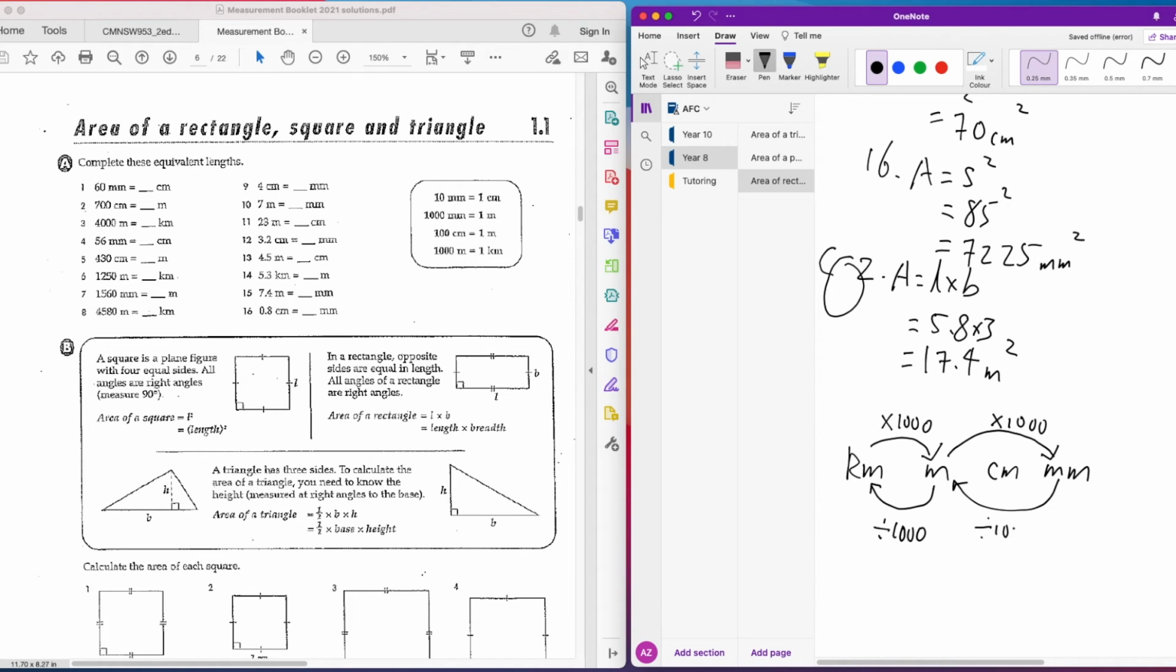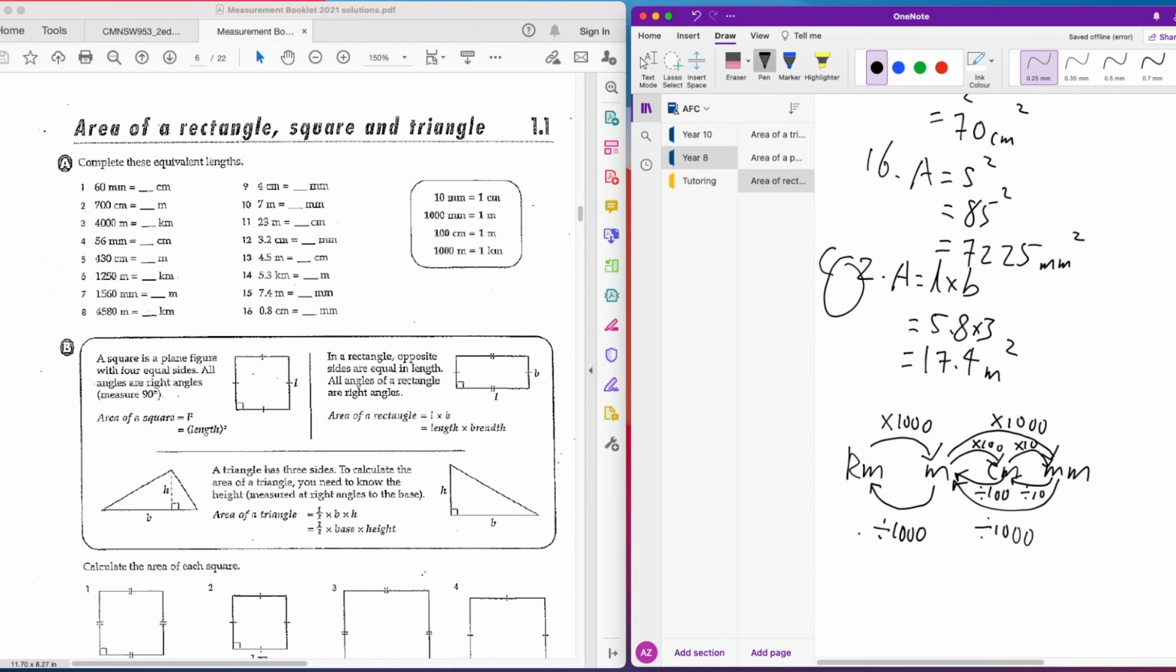Now the centimeter is a special one because centimeter lies between meter and millimeter. So to go from meter to centimeter, you need to multiply by 100, because 1 meter is equal to 100 centimeters. And similarly, to go from centimeter to meter, you have to divide by 100. And the last thing is going from centimeter to millimeter, times by 10. Going from millimeter to centimeter, you divide by 10.